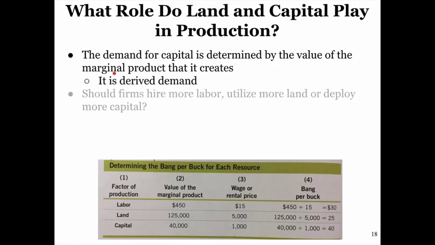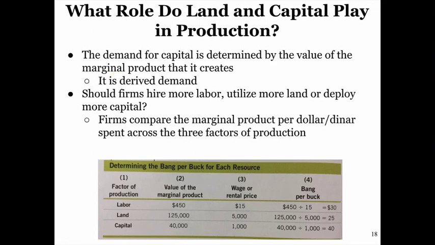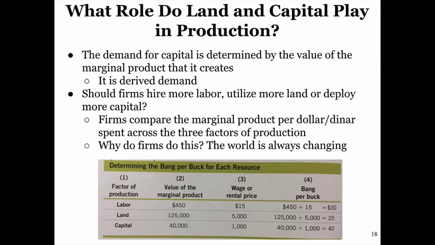But what about capital? So that's the resources that you need to run your business. So the demand for capital is determined by the value of the marginal product that it creates as well. So if I add an extra machine or buy more resources, what's the output for my good or service? Say it is derived demand. So the question, if you have a business, should you hire more labor? Should you utilize more land, or should you deploy more capital? That's the question that businesses and firms constantly have to be asking.